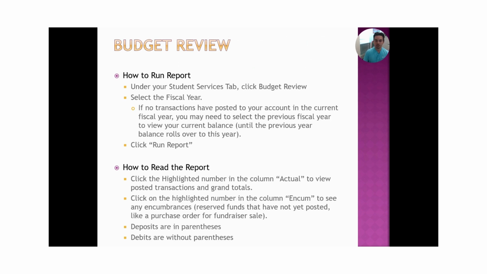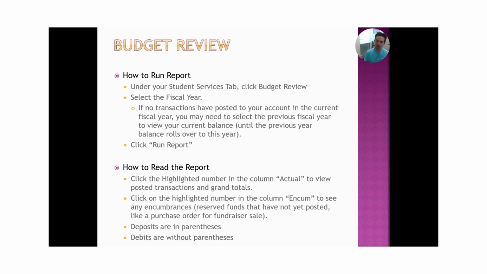Budget review. So how to run a report. Again, you'll go to the Student Services tab under the MW portal, and you will click Budget Review. Once you're in the drop-down, you will select the fiscal year. It will always automatically default to the current year, which is 23-24. You will hit then Run Report, and if no transactions have posted to your account, you will not see it. So you'll have to go back to the previous screen, change the fiscal year to 22-23 or the previous year, and you'll have to run it again, and you'll see your current balance from last year.